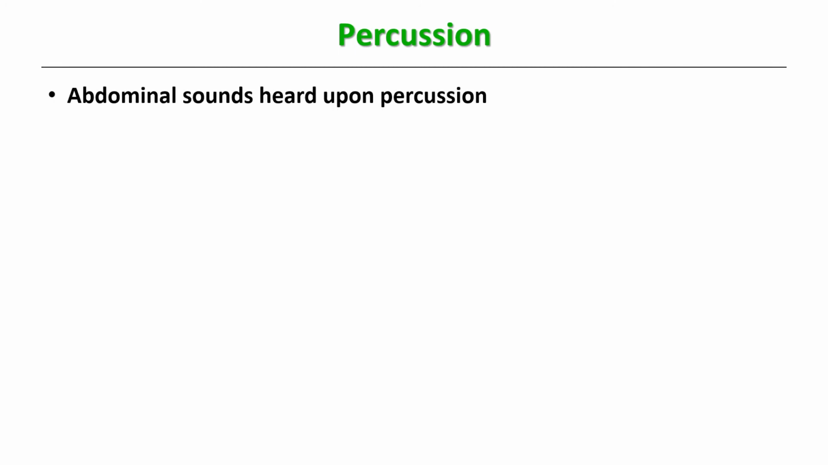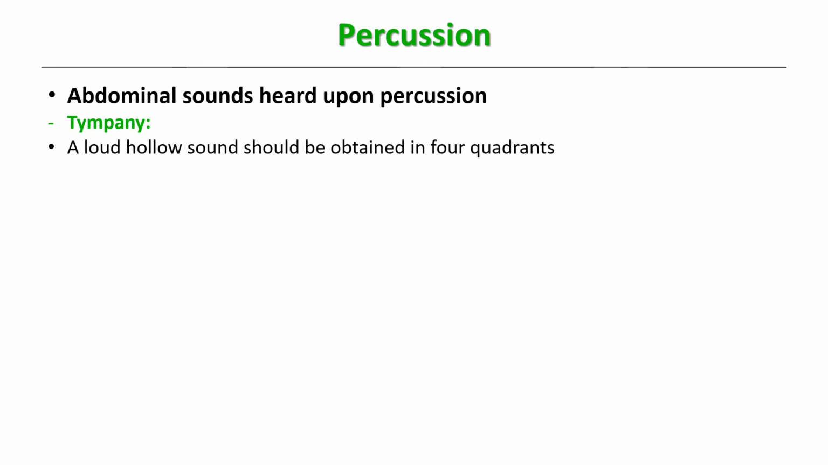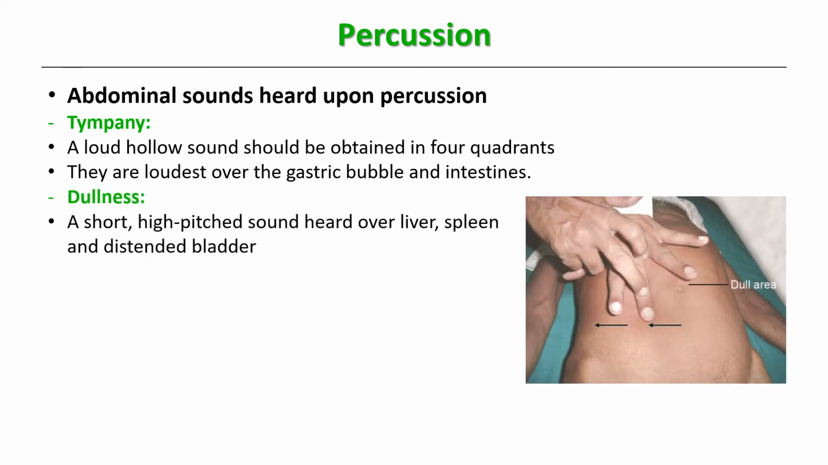Percussion. Here we are trying to hear the abdominal sounds over various different organs. Let's say we'll begin with tympany. It's a loud hollow sound which should be obtained in the 4 quadrants. They are the loudest over the gastric bubble or intestine, where there is a slight fluid gas level. Dullness is a short, high-pitched sound heard over solid organs like liver, spleen and distended bladder.